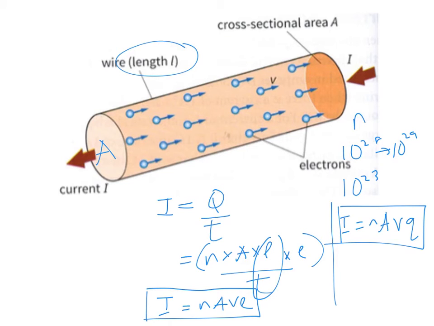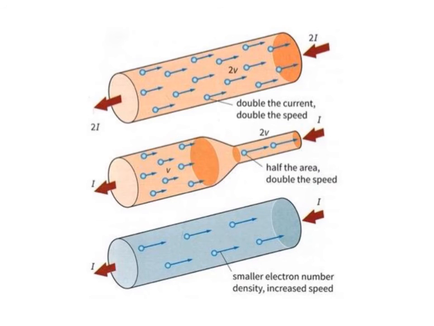So what is this V? This is called the drift velocity. So V equals I over NAE, or NAQ, either one. So your drift velocity, what are the factors that affect how fast your electrons will flow? You see the next slide. So we'll write down again, V equals I over NAQ.